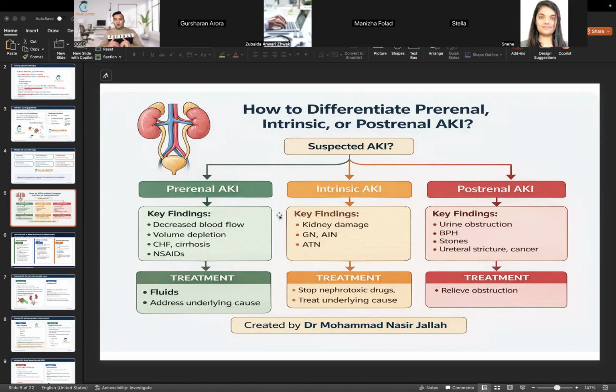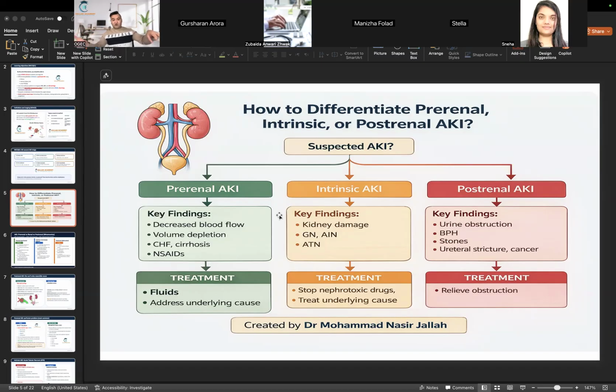So what do I do? What caused this condition? If it is sepsis, I treat the sepsis. If it is nephrotoxic medication like gentamicin, I will stop the gentamicin. So in all cases, whether it is pre-renal, renal, or post-renal, we have to ask about the medication and stop the offending medication, whatever it is.